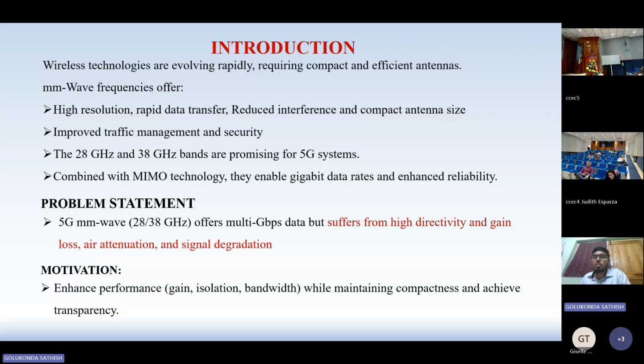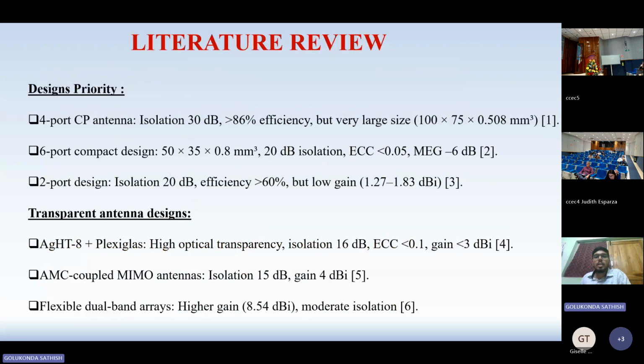Problem statement: it suffers from high directivity and gain losses, air attenuation, and signal degradation. Motivation: enhance performance, gain, isolation, and bandwidth, while maintaining compactness and achieving transparency. Literature review: these are the design priorities and transparent antenna designs.